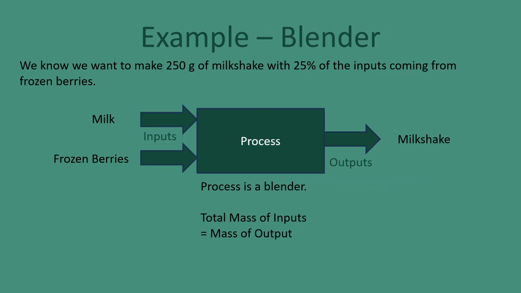The next example we're going to look at is a blender or a mixer. We want to make a milkshake. So what we have is some milk and some frozen berries as our input. They go into the blender. Again, you run the blender for the desired time. When you're done, you then pour the milkshake out of the blender. Again, a batch process. Everything goes in, the process runs, and out comes the milkshake. Total mass of what we put in the process comes out in a different form.